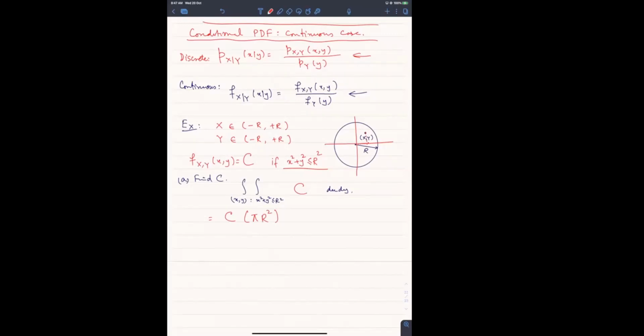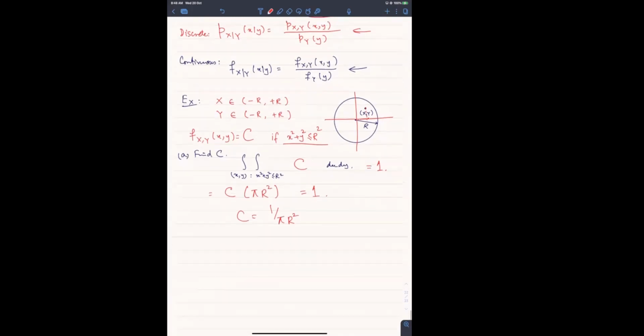You probably would have done it back in the days. कभी फर्स्ट ईयर कैलकुलस के अंदर किया होगा. Not too difficult to integrate, but again this should be equal to 1. Why? Because this is a PDF. So C would be equal to 1 over pi r square. R is a constant. एक radius है उसका.